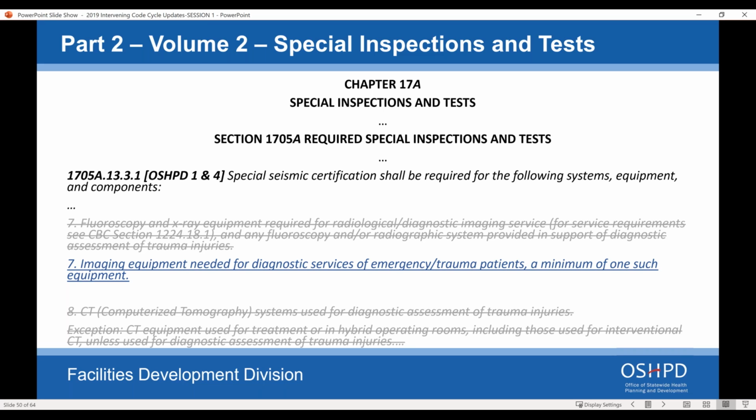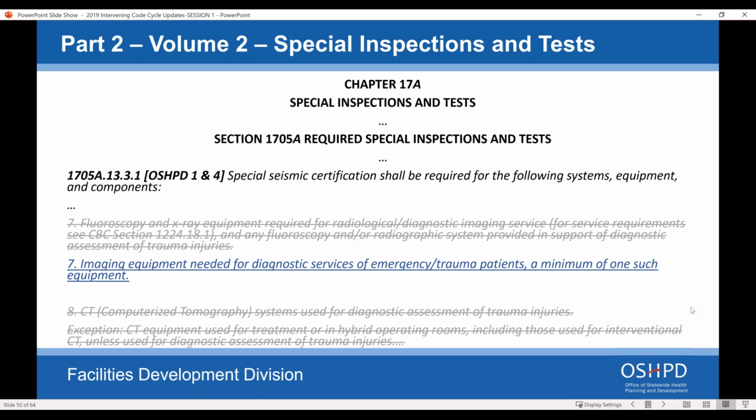And they said that it looks like only CT is exempt, if it is put in one of these rooms and for those purposes, but that exemption is not applied for fluoroscopy and X-ray equipment. So then we had a discussion on that, and we decided that we're going to say it's going to be imaging equipment, which is fluoroscopy, CT, X-ray, etc.